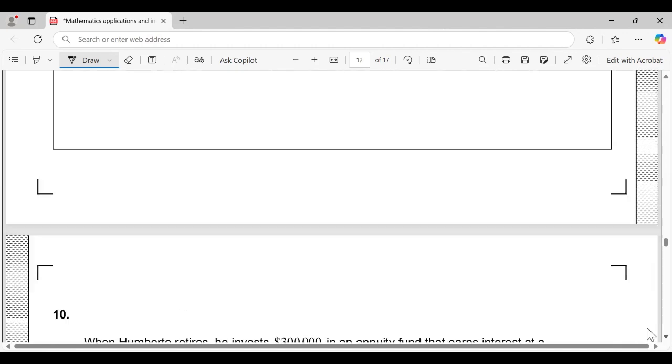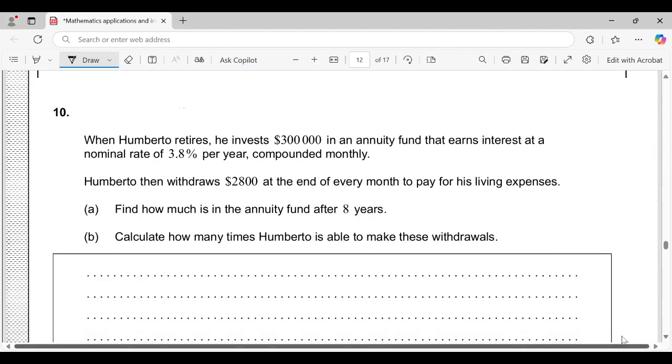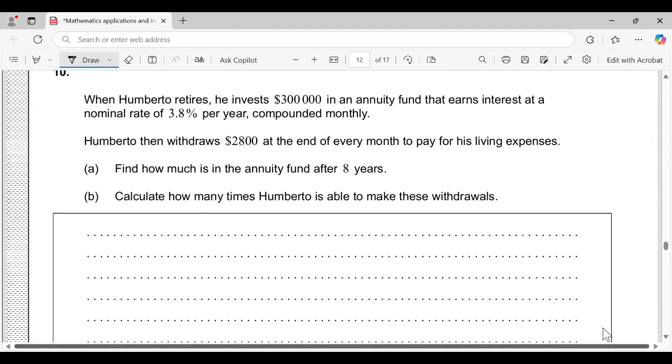Next question, number 10. When Humberto retires, he invests $300,000 in an annuity fund that earns interest at a nominal rate of 3.8% per year compounded monthly. Humberto then withdraws $2,800 at the end of every month to pay for his living expenses. Find how much is in the annuity fund after 8 years.